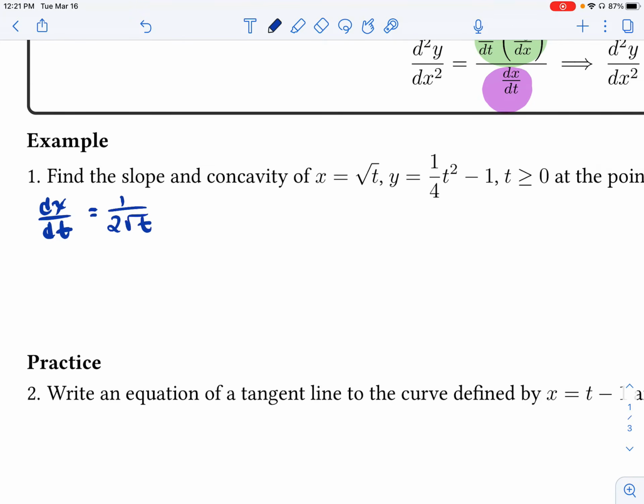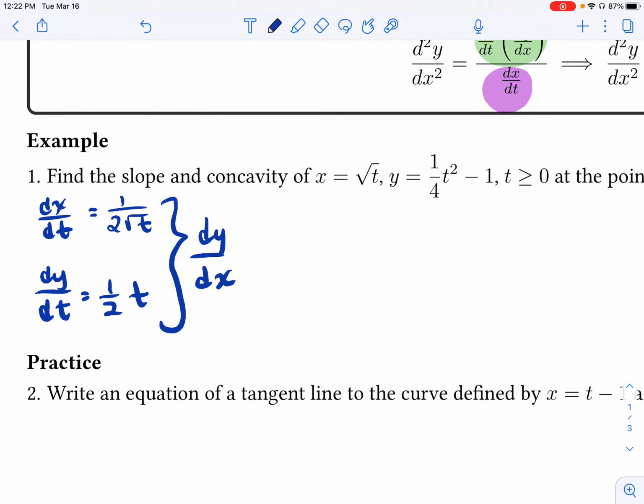Now let's find the derivative of y with respect to t. So dy dt is just going to be 2 times 1/4, so 1/2 t, and the derivative of -1 is just 0. So that's the derivative of x and y, both with respect to t. We're going to use these now to find dy dx, and this is going to allow us to find our slope. This is going to be dy dt over dx dt.